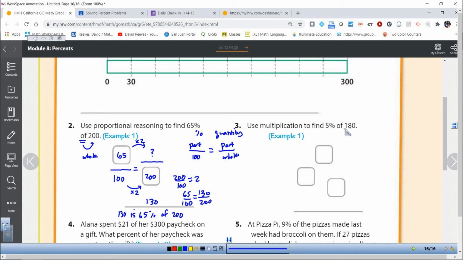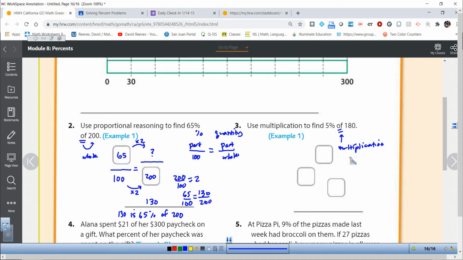All right. Use multiplication to find 5% of 180. All right, so this multiplication method is the method that I briefly introduced and said I was not going to be going over it. Gosh, I'm not even sure how they want me to fill this in. Remember, of indicates multiplication. Okay. So when you see that there, that means if I want 5% of 180, I'm going to multiply.